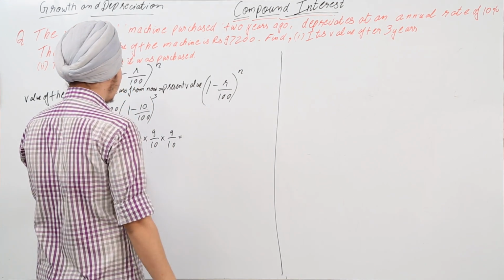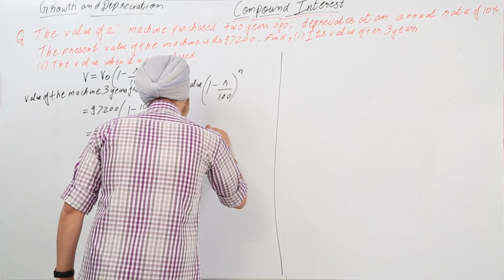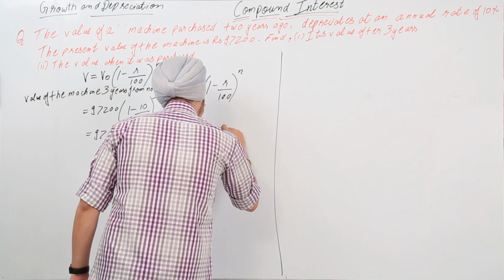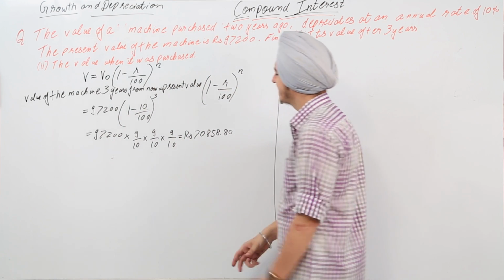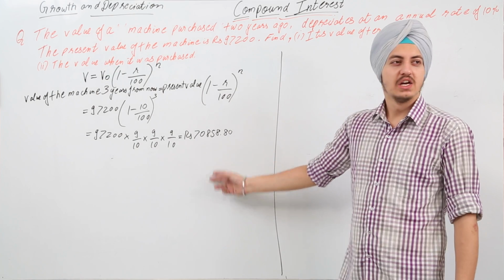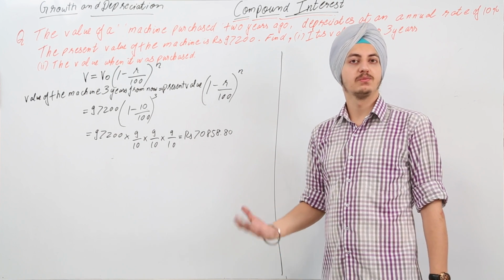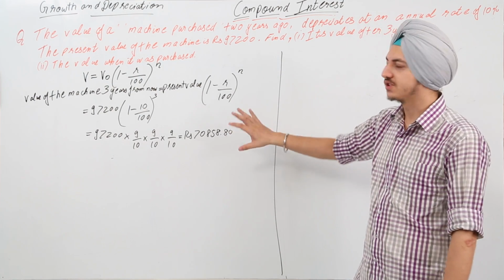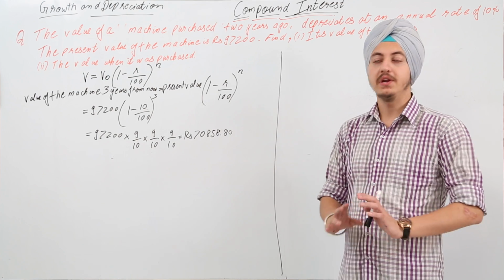So now this value will come out to be equal to rupees 70,858.80. This is the value of the machine 3 years from this point of time. So 3 years from this point of time means 5 years after the purchase, right? So this is the value of the machine 3 years from now.